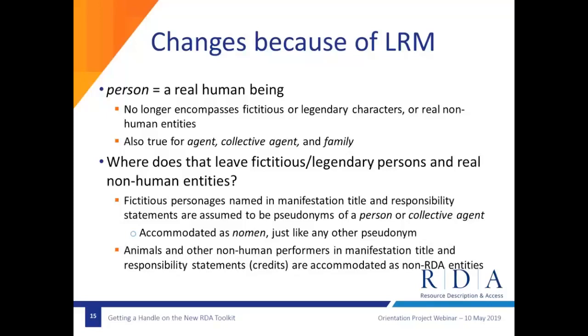Well, fictitious personages named in manifestation title and responsibility statements are really pseudonyms of a person or a collective agent. And so they can actually be accommodated the way we deal with pseudonyms all the time. The more sticky part was trying to figure out about animals and other non-human performers, because when these are in credits in films or something like that, what are we going to do with them? Well, this is where that non-RDA entity diagram that I just had on the previous slide comes into play. This is how we can accommodate those and not break the model.